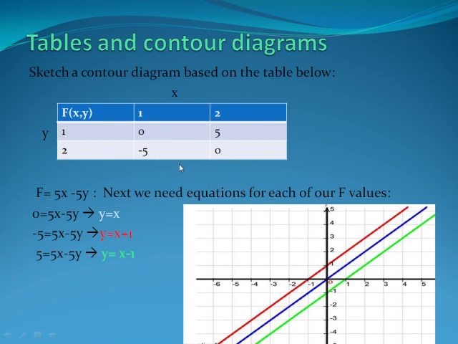So now that we have the table set to an equation, we can do what we did in the last problem. We take our equation and set it equal to each of the functional values: -5, 0, and 5. So we set 0 equal to 5x minus 5y, -5 equal to 5x minus 5y, and 5 equals 5x minus 5y. Again, we can solve each of these equations for y and plot them simultaneously. The first one turns into y equals x once we simplify it, which is graphed in blue. The second equation turns into y equals x plus 1, which is graphed in red, and the green is y equals x minus 1. So now we have a nice contour diagram representing this table.